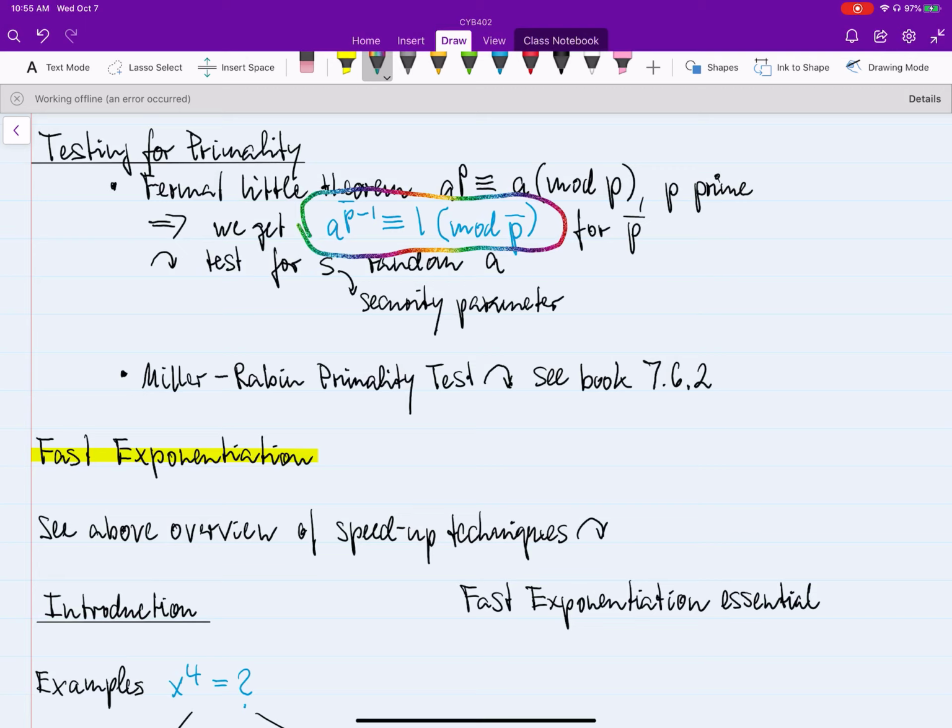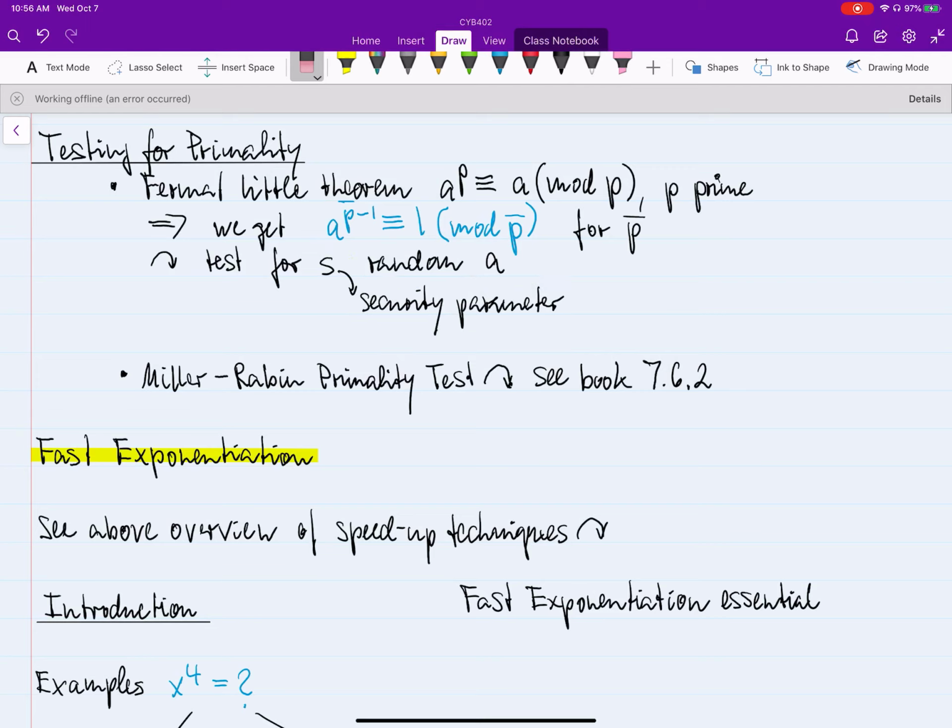So the more numbers a we come up with, and this is actually our security parameter, the higher the likelihood that we do not run into a contradiction. So if our computation provides anything other than one, we know that p dash is not a prime number.